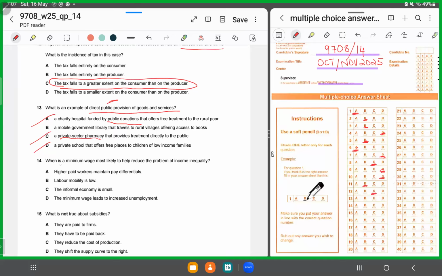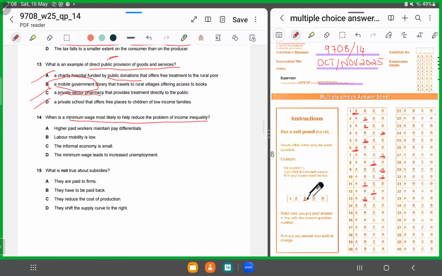A mobile government library that travels to rural villages, access to books. Yes, that's exactly something directly provided by the government. So for 13, we shaded B as the correct answer. Moving forward, MCQ number 14. MCQ number 14 says, when is a minimum wage likely to help reduce the problem of income inequality?